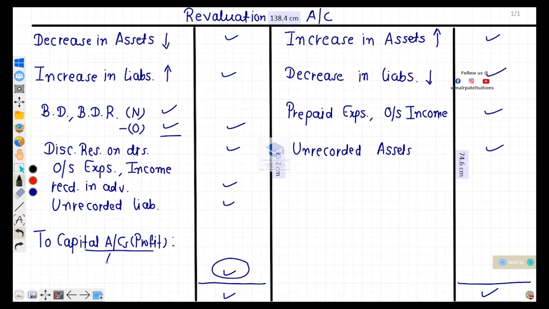For example, there are two partners, A and B. So it will be distributed among them in their old profit sharing ratio.